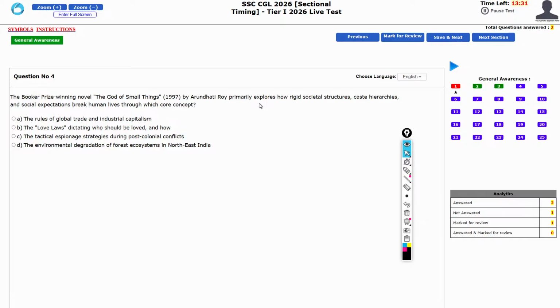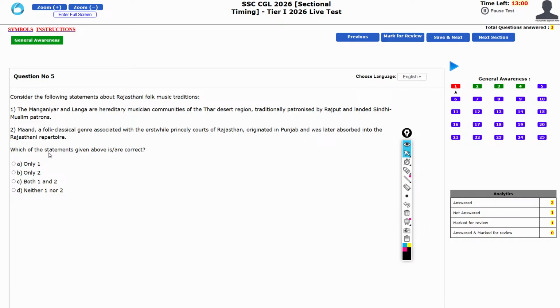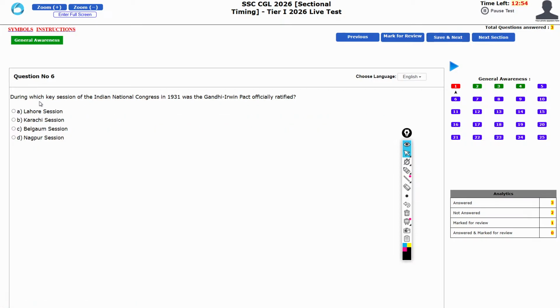Just primarily explores how many rigid societal structures, caste hierarchies, and social experiments break human lives through which core concept: the love laws dictating who should be loved and how, or ethical mental regression. Definitely this one, sophisticated keywords. Then skip.